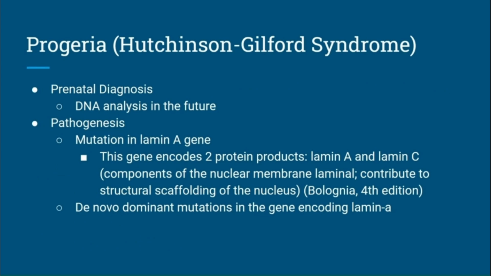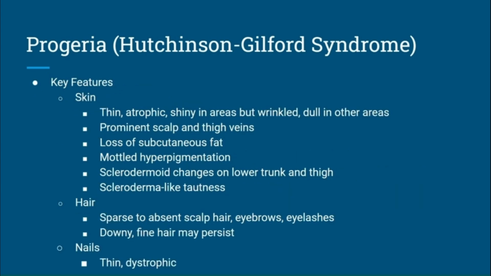Mutations in the lamin A gene, so lamin A and lamin C are the protein products of this gene, and these contribute to the structural scaffolding of the nucleus. De novo dominant mutations in the gene encoding lamin A lead to this downstream nuclear scaffolding defect.